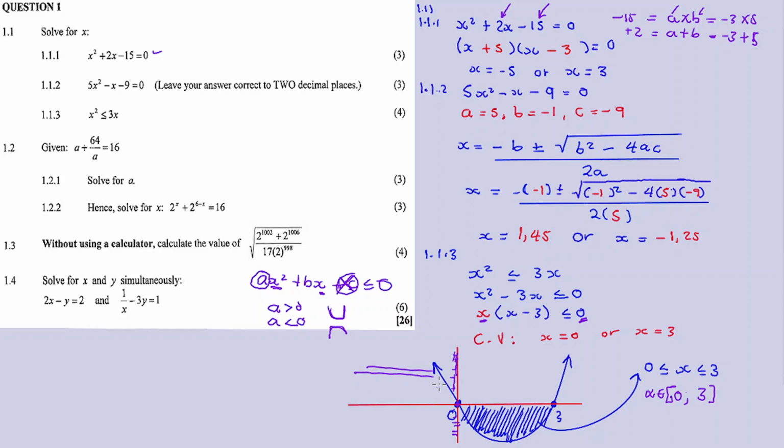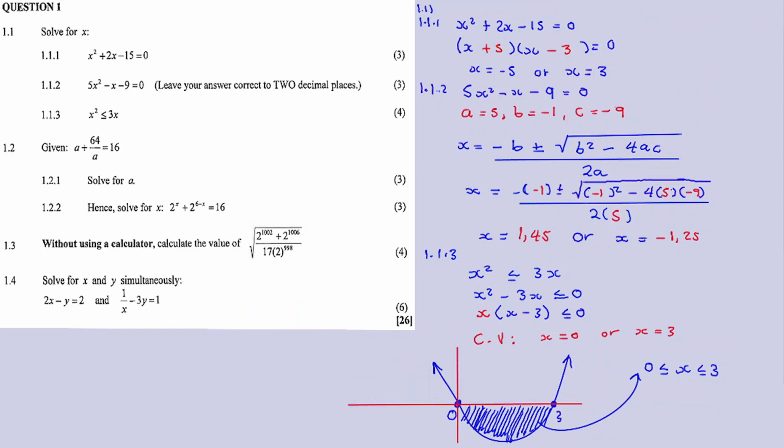So therefore it means that it's x less than or equal to 0, or x greater than or equal to 3. But since it's a less than, because your answer lies inside this curve. So this is our answer for 1.1.3.